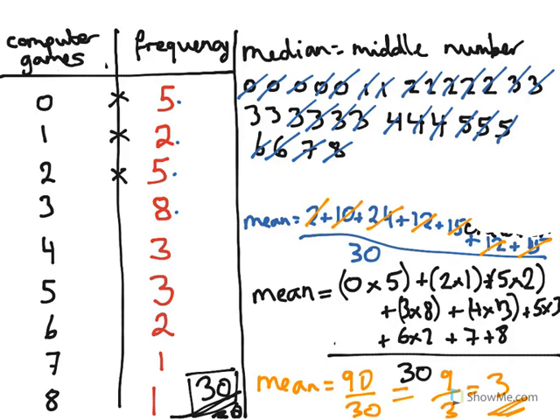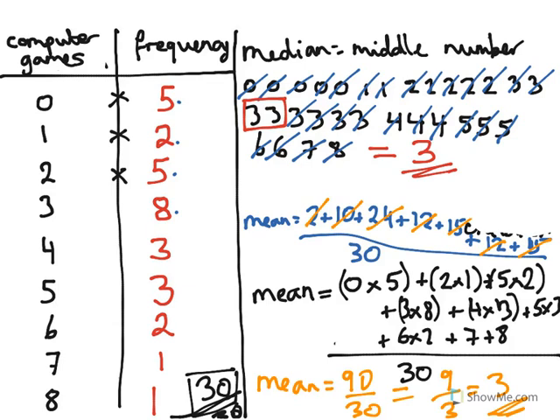And then we can see we've got 2 numbers here in the middle, but they're both 3s. So the average of these 2 numbers, 3 plus 3 divided by 2, will be 3 anyway. So the median of this investigation is also 3. Exactly the same as our mean was.